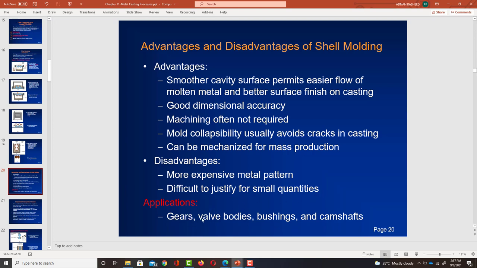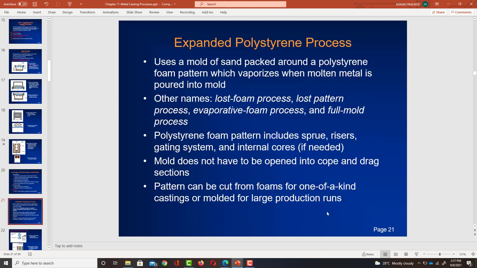What are the applications there? We can make gears, valve bodies, bushings and camshafts by using shell molding. Other processes are the expendable polystyrene process. Now, इसमें क्या होता है?